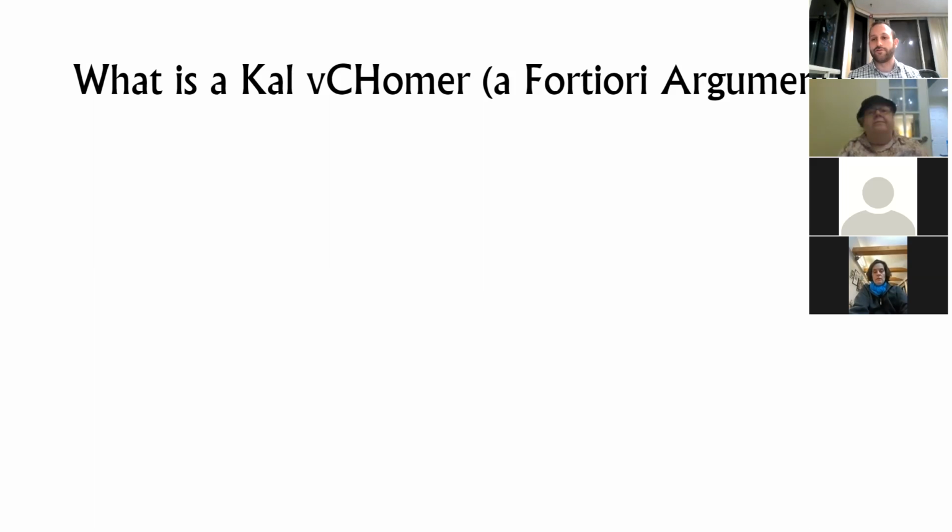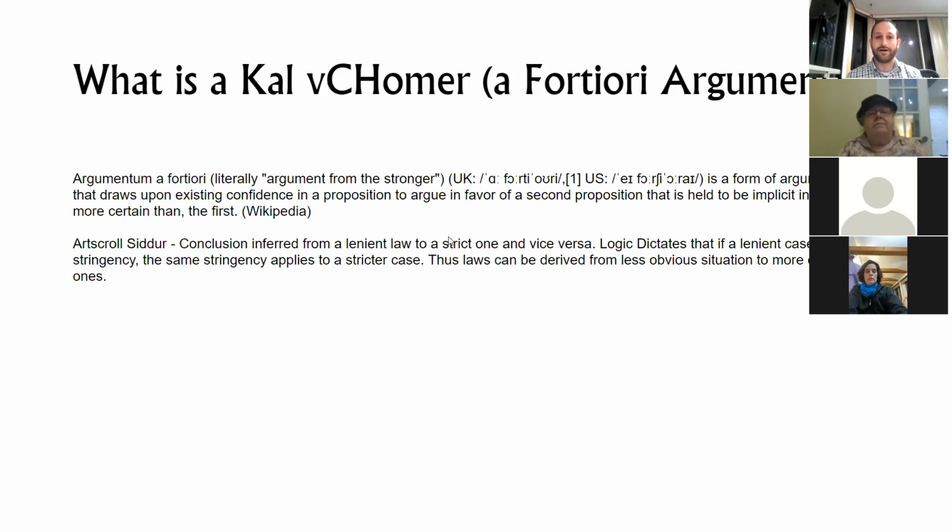Okay. So yes, I'm going to give two definitions. One of them is from Wikipedia. One of them is from the ArtScroll Siddur. One of them looks way more technical and fancy. One of them makes a lot more sense. Okay, so we'll start with the fancy one from Wikipedia. Argumentum a fortiori, literally an argument from the stronger. It's a form of argumentation that draws upon existing confidence in a proposition to argue in favor of a second proposition that is held to be implicit in and even more certain than the first.